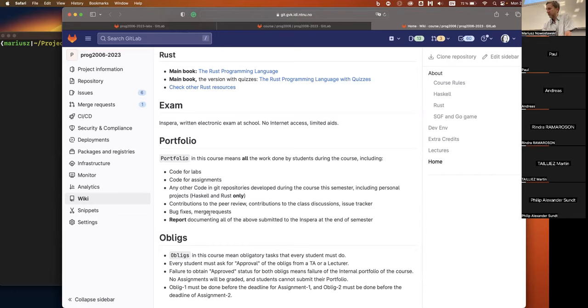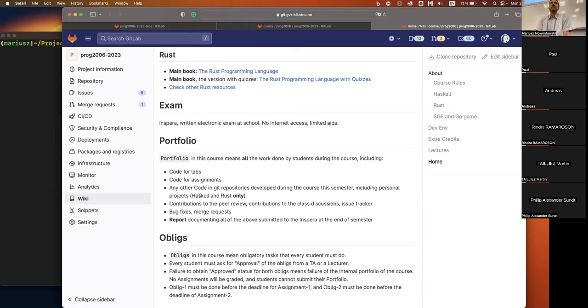You can include anything else you've done outside of the course as long as it was Haskell or Rust. If you've done some Python work or Golang or whatever, that's fine, but you cannot submit it. But if you've done anything with Rust or Haskell, even if it was not related to the labs or anything, you can say, yes, I've done this in this semester, and that will count. Okay, any questions about exam and portfolio?